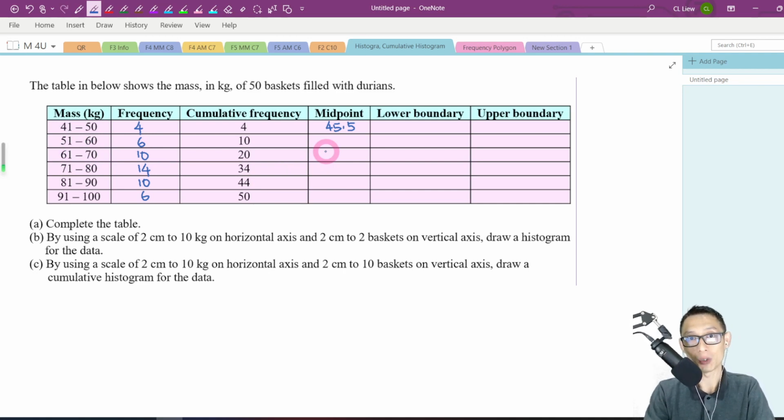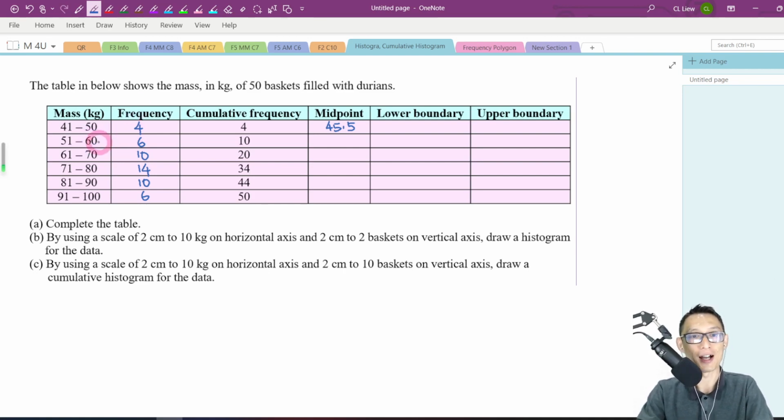But if you want to do it faster to get all the midpoints for each class interval, you can first determine the size of the class interval. If I ask you, what is the size of the class interval here? Be careful. You cannot take 50 minus 41 or 60 minus 51, which is equal to 9. It's not correct. The size of the class interval here is not equal to 9, but it is equal to 10. How do we get the size of the class interval? I hope that you remember. We take the upper boundary minus the lower boundary, right?